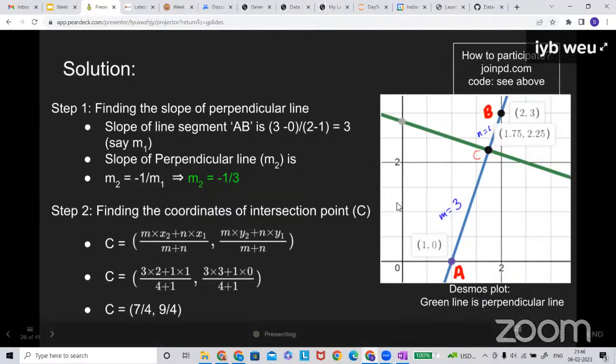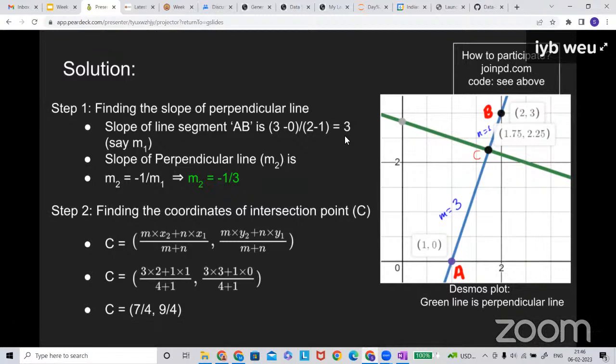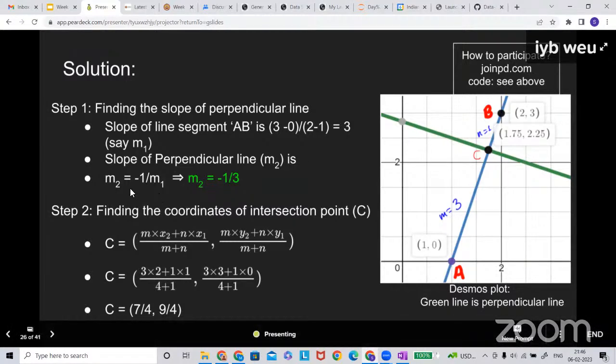So using that, you can directly see the slope of line AB. Using the slope formula, you can get 3. Now, the perpendicular slope: M1 into M2 is equal to -1. If you substitute the slope of line AB as M1, then M2 is going to be -1/3, the slope of the perpendicular line.